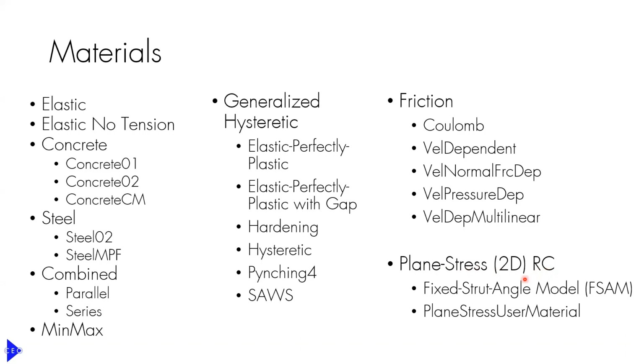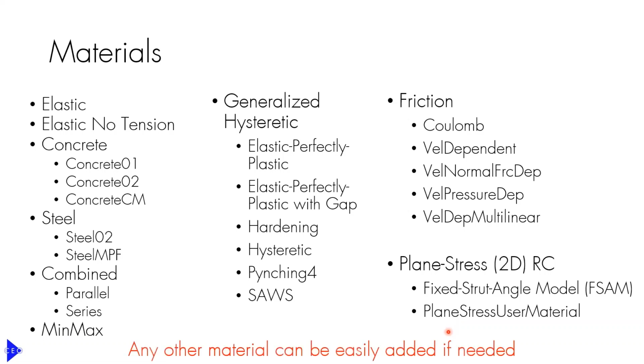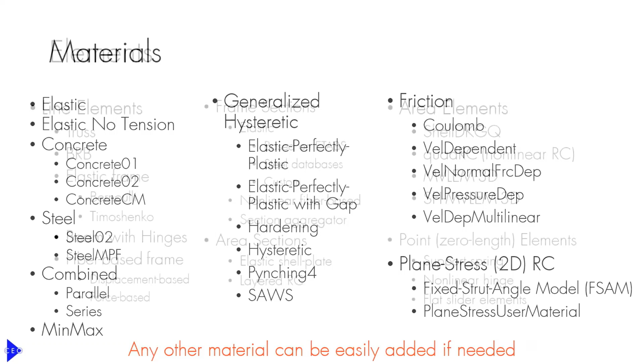And in terms of plane stress, we have fixed strut angle model, FSAM, and we have plane stress user material, which is used for the layered shell element. So this is materials that most of the people will need to model a building, right? And so this whole software is primarily, for now, meant for building modeling. It's pretty easy to add any other material. The framework is already there. So again, if there's a strong need from the community or people who use this, then I would be more than happy to update whatever the needs are.